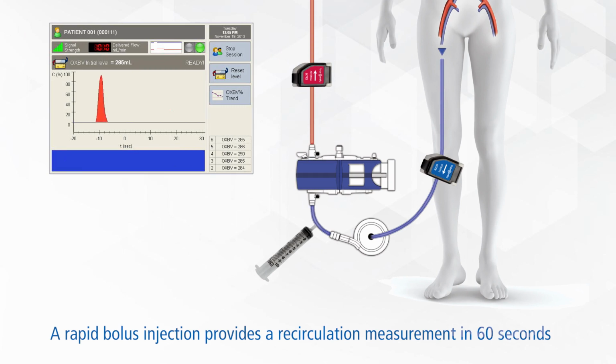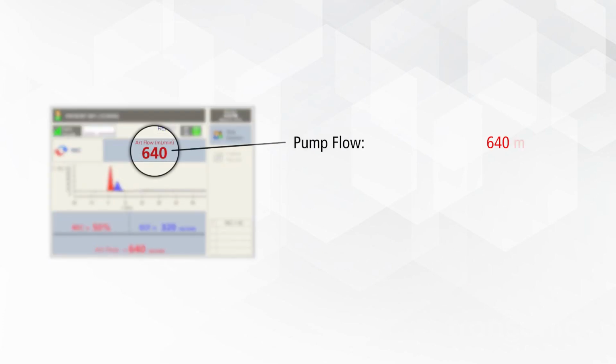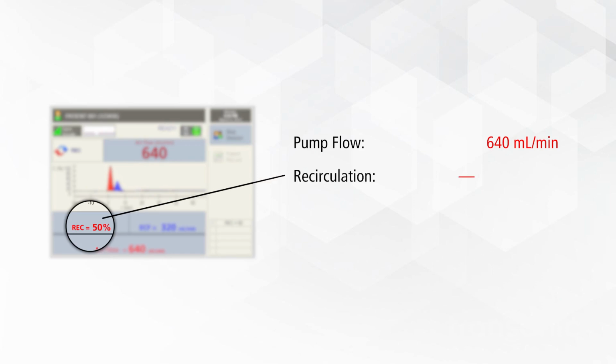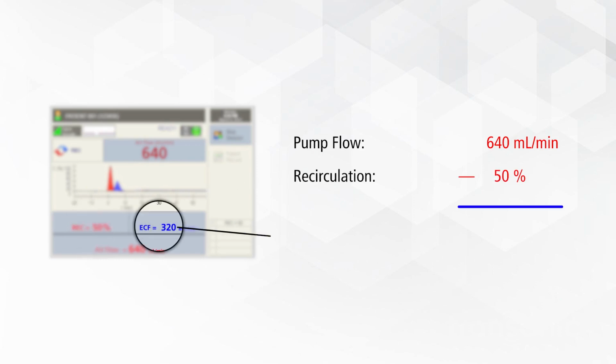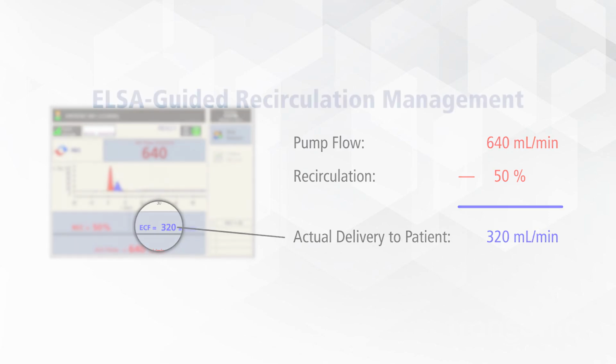Quantifying recirculation provides the actual oxygenated ECMO flow being delivered to the patient. This allows the clinical team to identify the loss of oxygen delivery to their patients, ultimately determining the quality of the ECMO therapy.